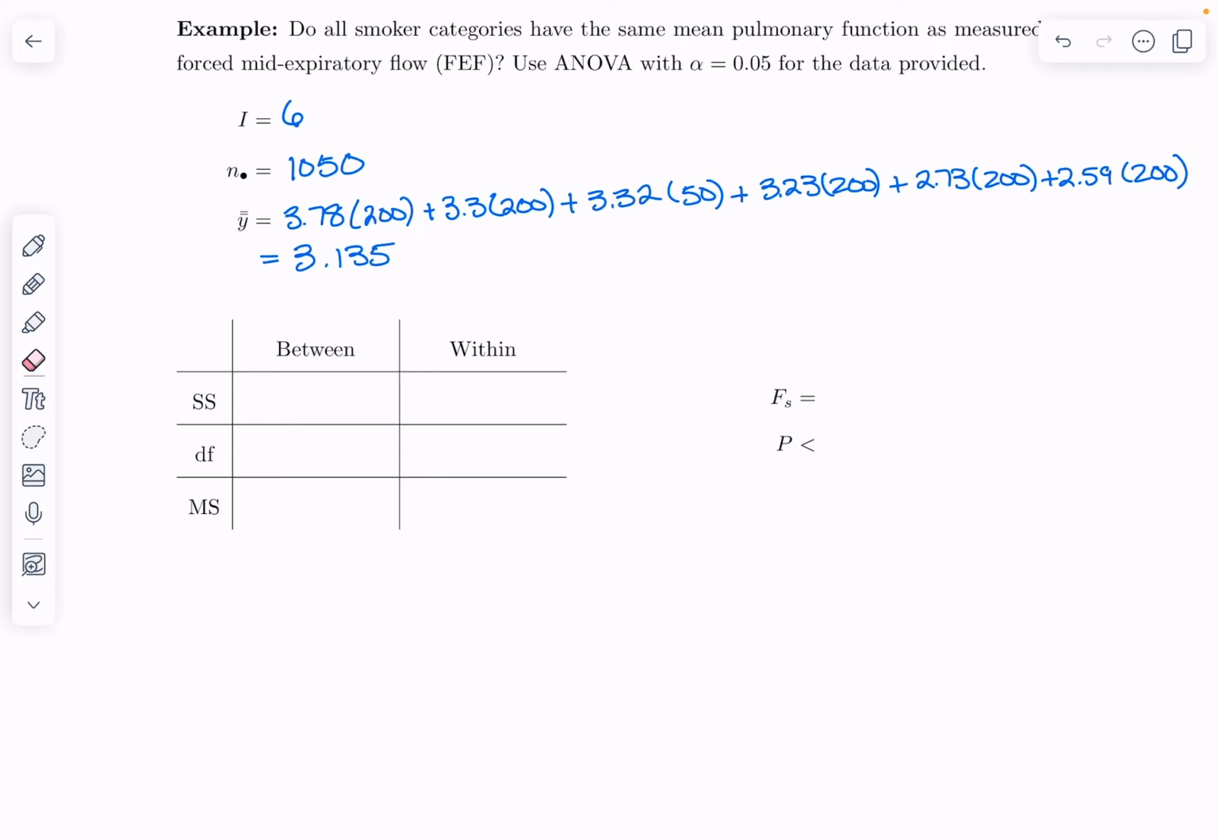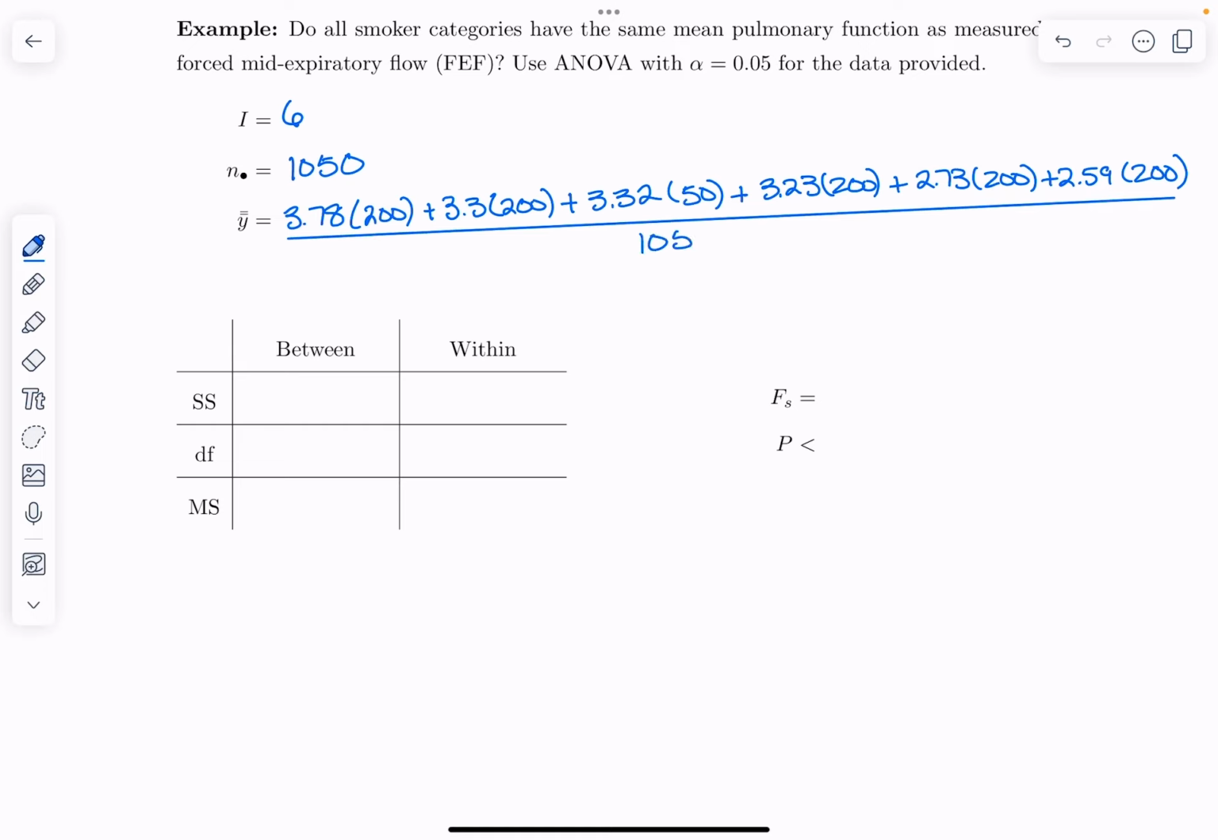And I think the last thing that I didn't do here is I didn't divide by 1050, the total number of observations. Otherwise, it would not make sense that I would have gotten an average of 3.135. So that's how we're going to find the weighted average.